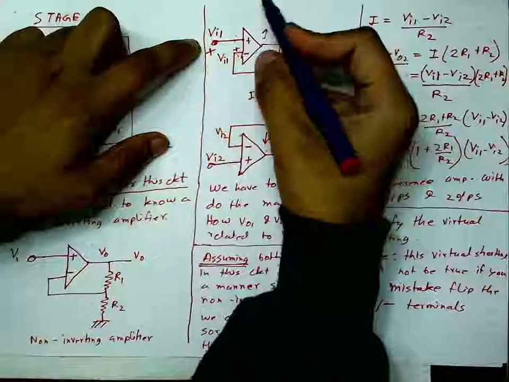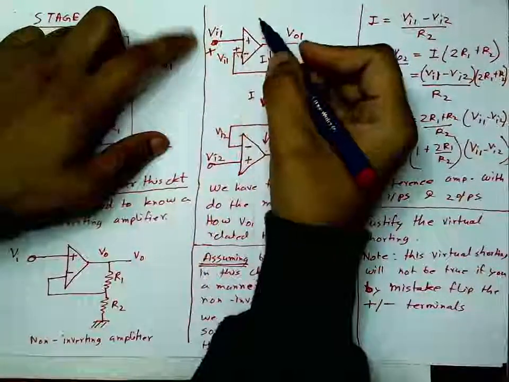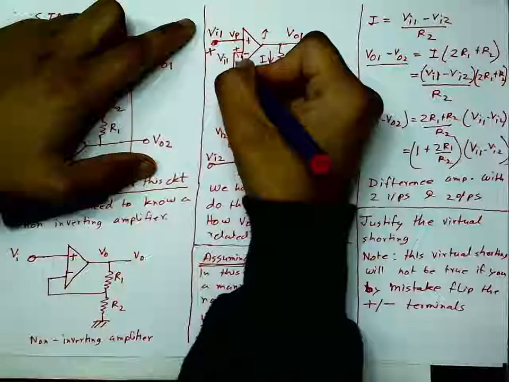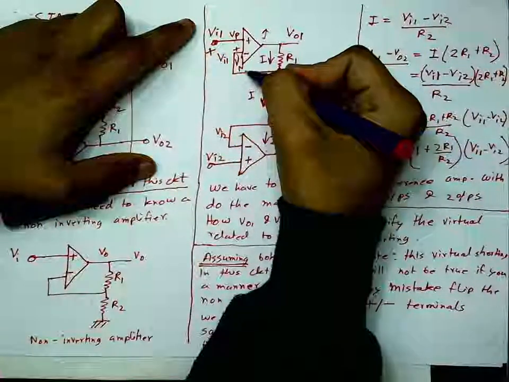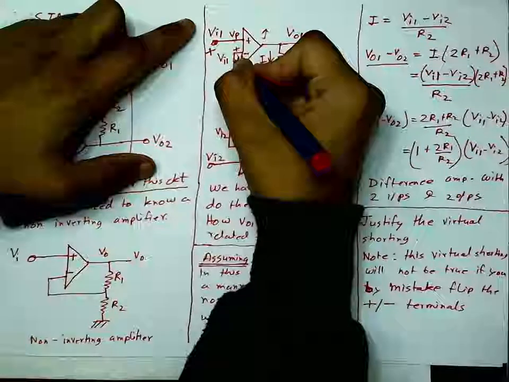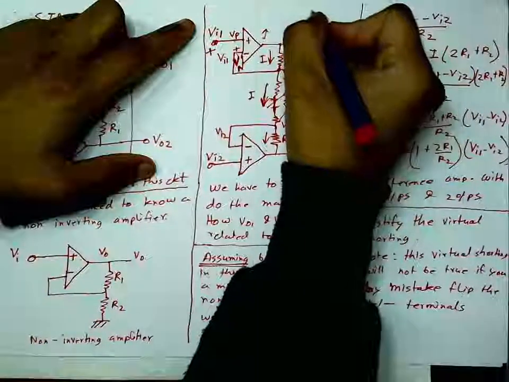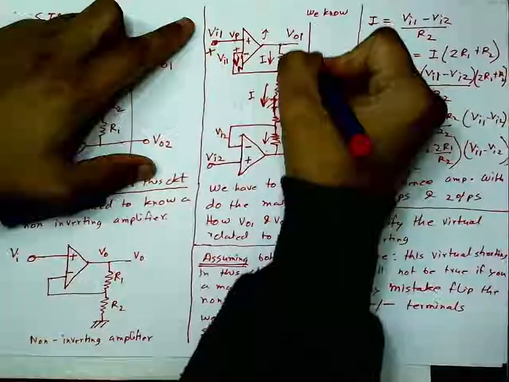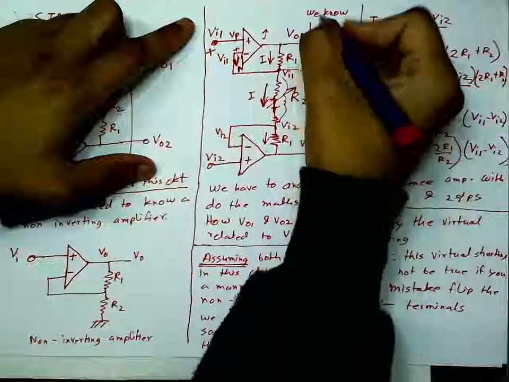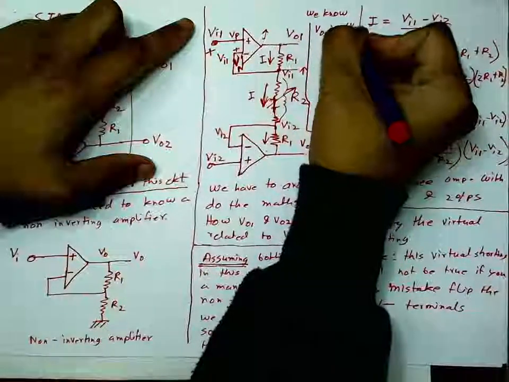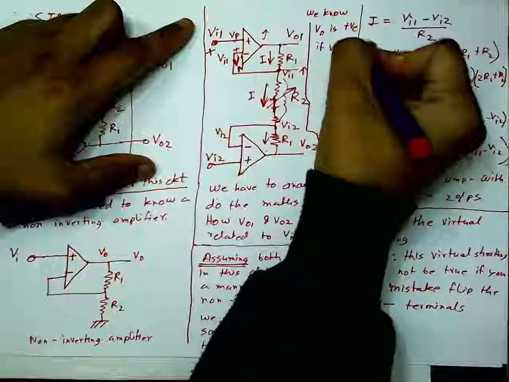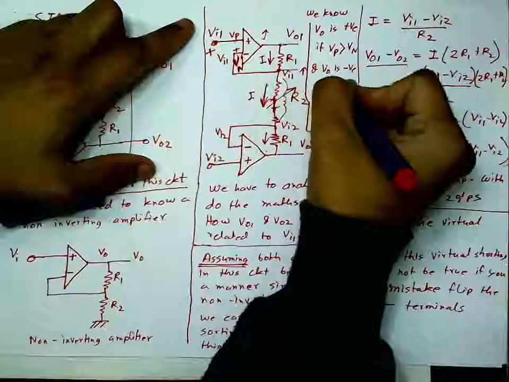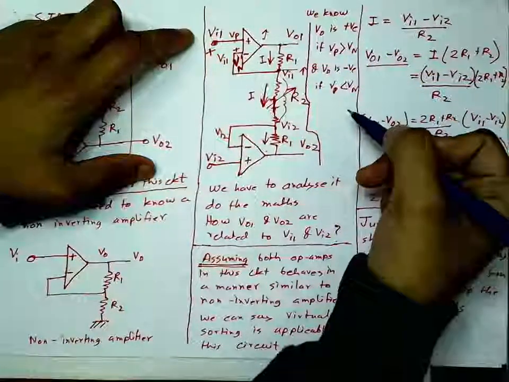Remember, if I call this Vp and this Vn, P for positive, N for negative, we know for an op amp, Vo is positive if Vp is greater than Vn, and Vo is negative if Vp is less than Vn. So you can remember it this way.